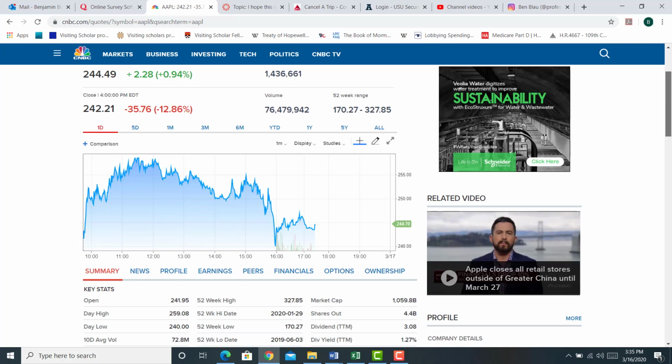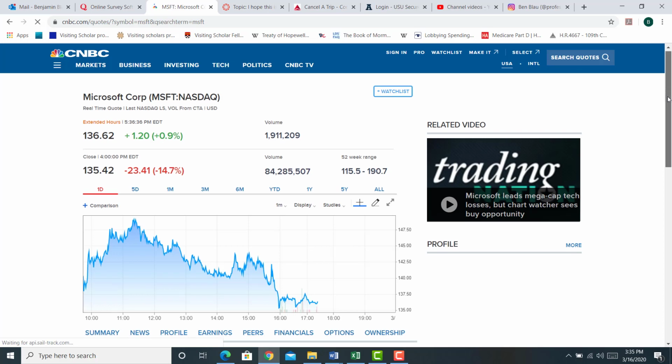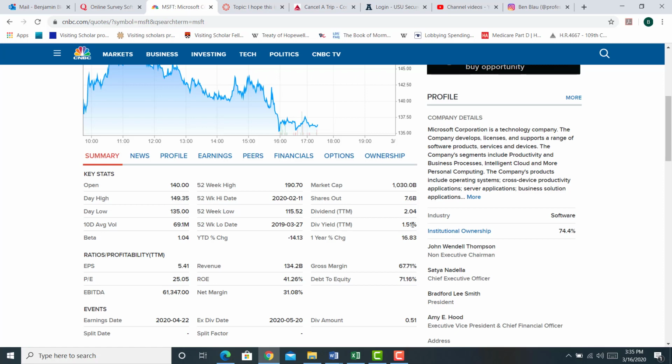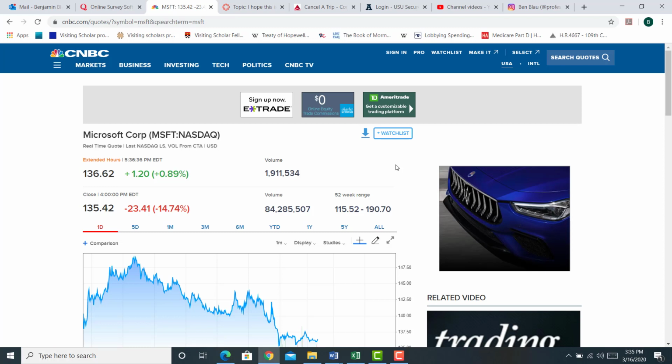1.27%. Okay, so let's compare that to Microsoft. Microsoft has a higher dividend yield of 1.51%, but they pay less in dividends, 2.04 million, and a dividend per share of 51 cents. Does this make sense? So the dividend yield is telling us how much of a dividend we are getting relative to the share price. The dividend per share is telling us how much in dollar terms we get from the firm. And these are important things to understand before we begin pricing these dividends using the dividend discount model.